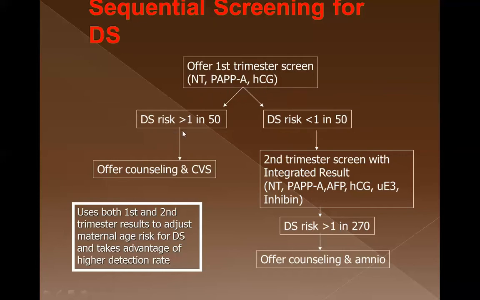Down syndrome risk will be more than 1 in 50 after counseling and chorionic villus sampling. بينما إذا Down syndrome risk lower than 1 in 50 فنوفر second trimester screening with integrated result.